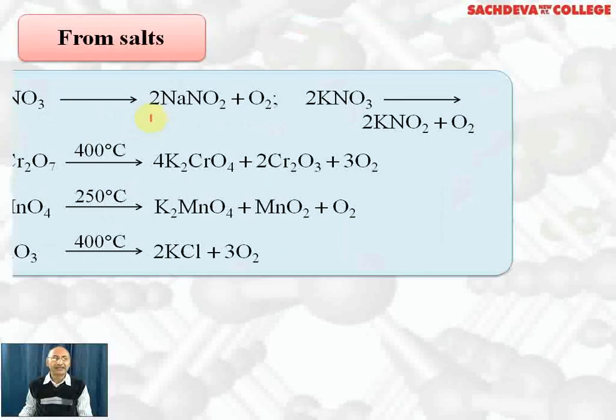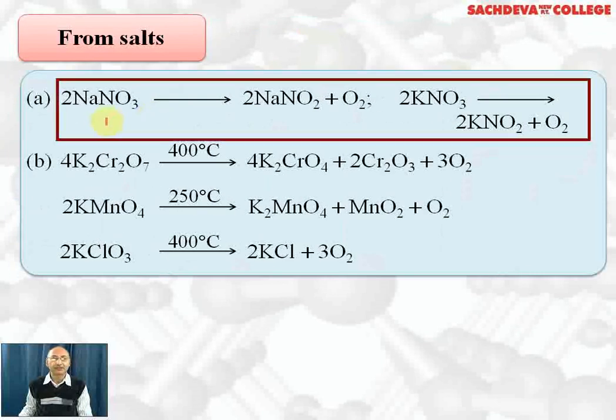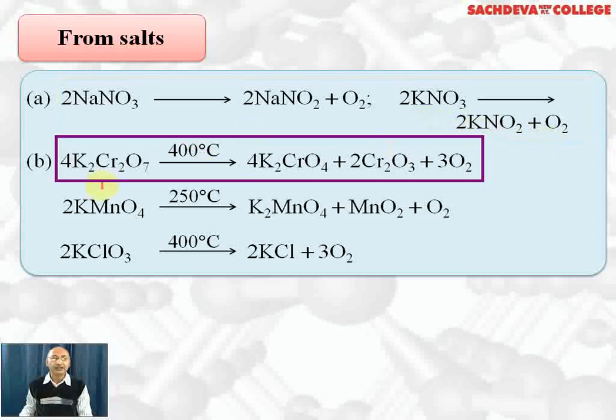From salts, we can get oxygen gas. For example, sodium nitrate on heating gives sodium nitrite plus oxygen. In exactly the same manner, potassium nitrate on heating gives potassium nitrite plus oxygen. Potassium dichromate on heating gives potassium chromate plus chromium trioxide plus oxygen. Potassium dichromate is an orange colored solid, whereas potassium chromate is a yellow colored solid. Chromium trioxide is a green colored solid and oxygen gas is liberated.